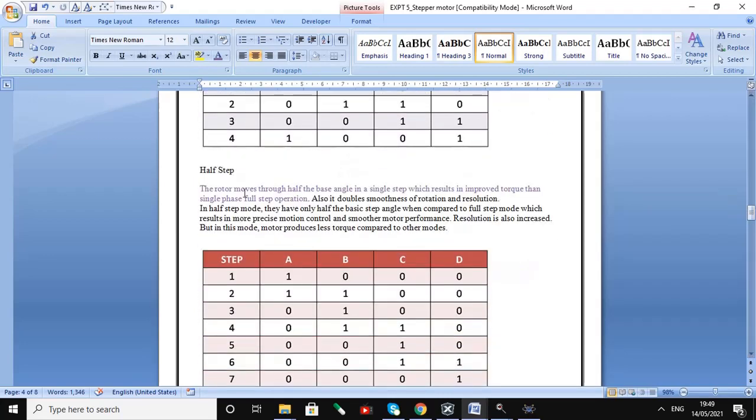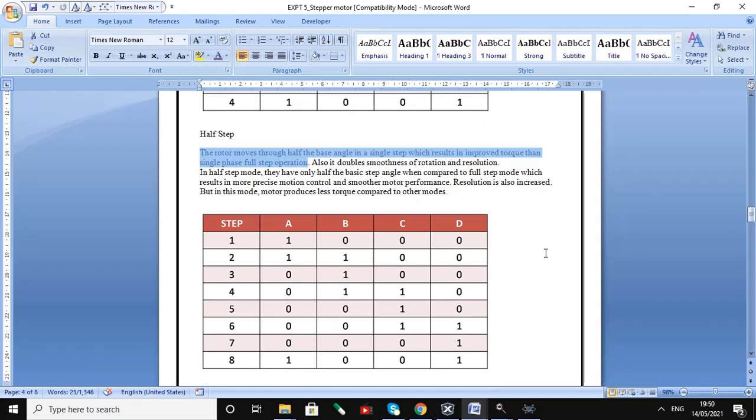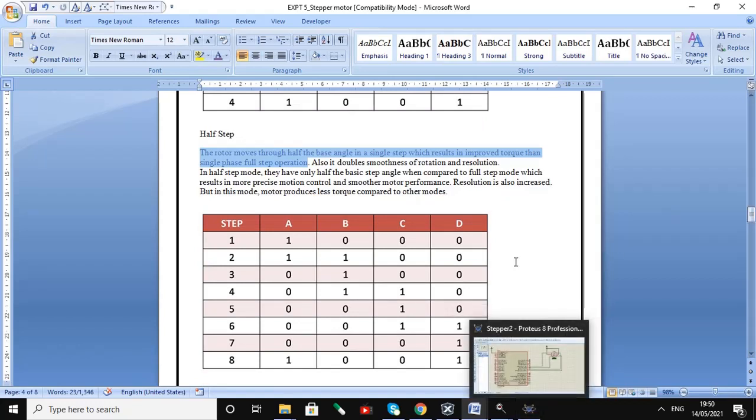Now in the half step, if the step angle is 2 degrees, the half step rotor will achieve the whole 2 degree angle in 2 steps, 1 degree and another 1 degree. The rotor moves through half the angle in a single step, which results in improved torque compared to single phase step operation. So this is the activation sequence of the windings A, B, C, D, and now the same motion is available with 8 steps of activation.